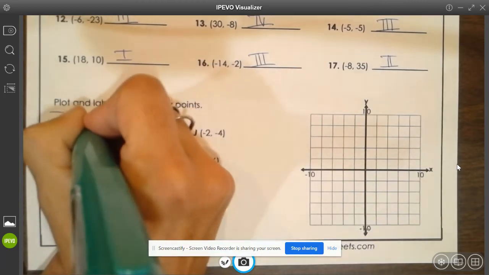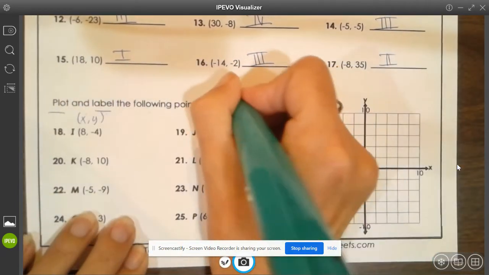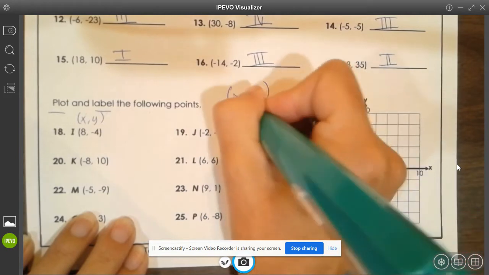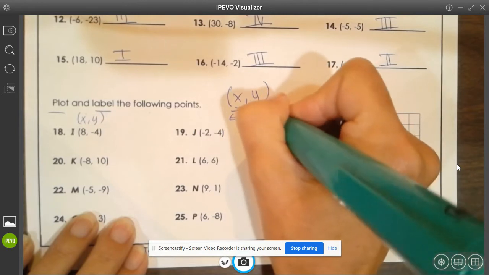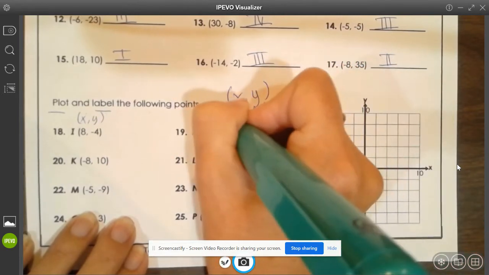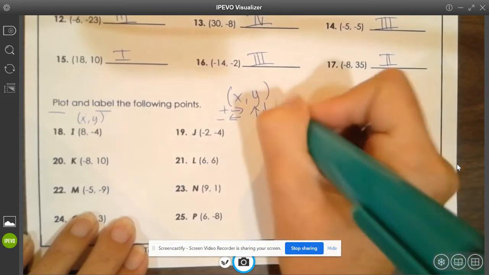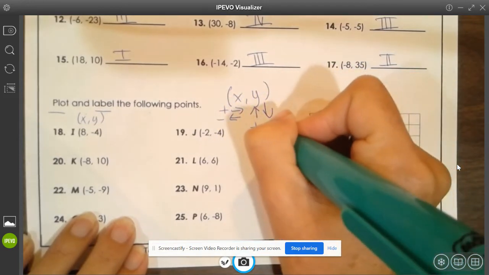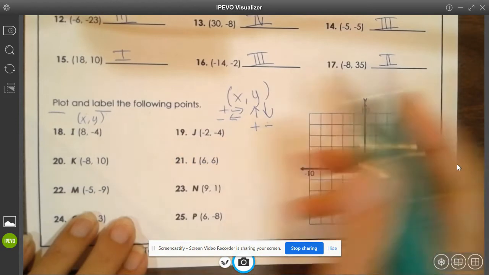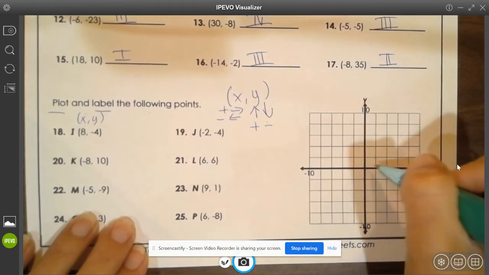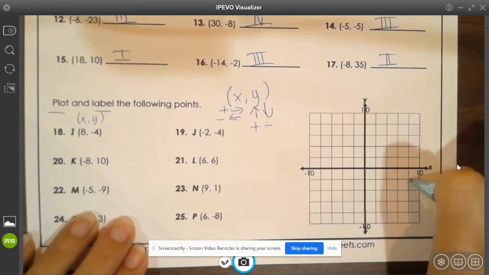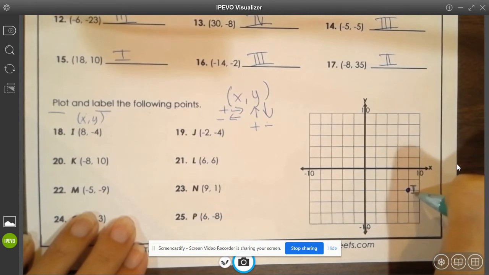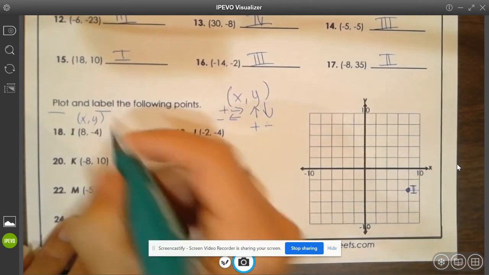So remember X and Y. And you also remember that X goes right to left, and Y goes up and down. Everything to the right is positive, everything to the left is negative. Everything up is positive, everything down is negative. All right, so 8 and negative 4. 8 going to the right, so 2, 4, 6, 8, and 4 down, 2 and 4. My first point is over here, and I'm going to label it because it says to label it. All right, I'm done with that one.